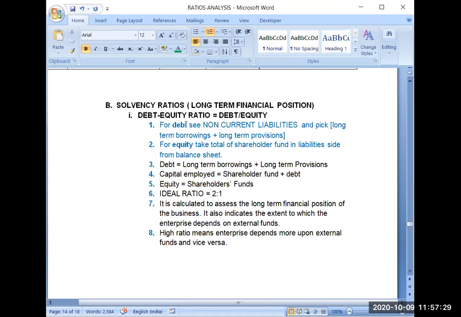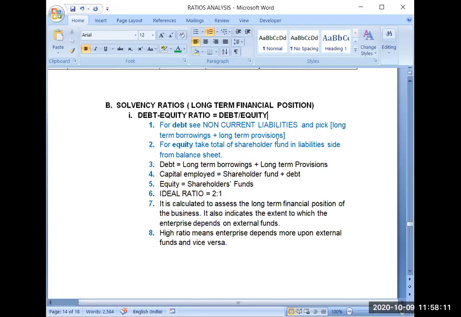And debt equity ratio has the formula of debt upon equity. So you can easily remember this formula with the help of the name of the ratio only. Debt to equity ratio means debt upon equity, means we are comparing our debt with our equity. So now how will you calculate debt? For debt, you will find it in your balance sheet in non-current liabilities. The components of non-current liabilities in the balance sheet are called debt. And from there you have to pick two accounts, long-term borrowings and long-term provisions. If you add them, you will get the amount of debt.